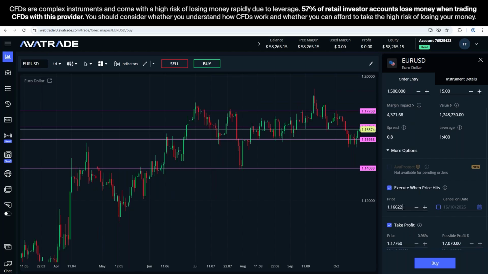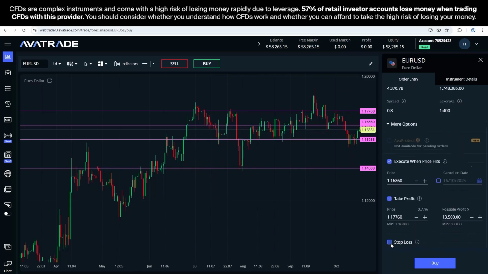I would execute if the price hits above that resistance level, if it breaks through. So 116.86 maybe, it would be through the resistance. So execute when price hits 116.86. Take profit 117.76, that's just before this resistance right here.